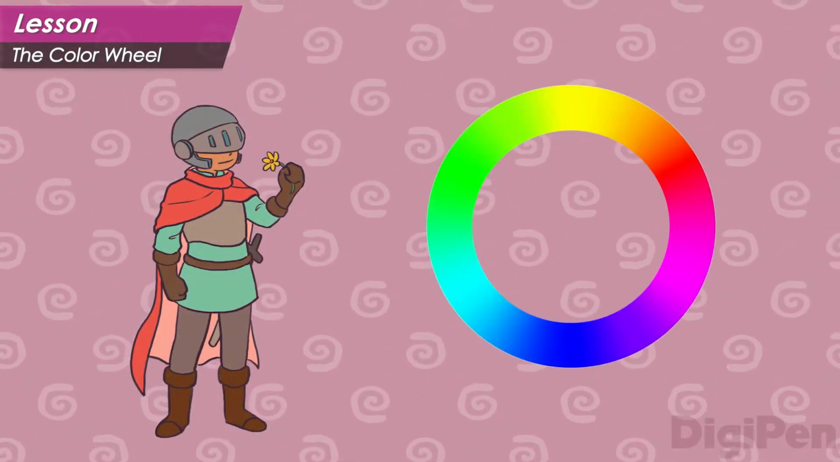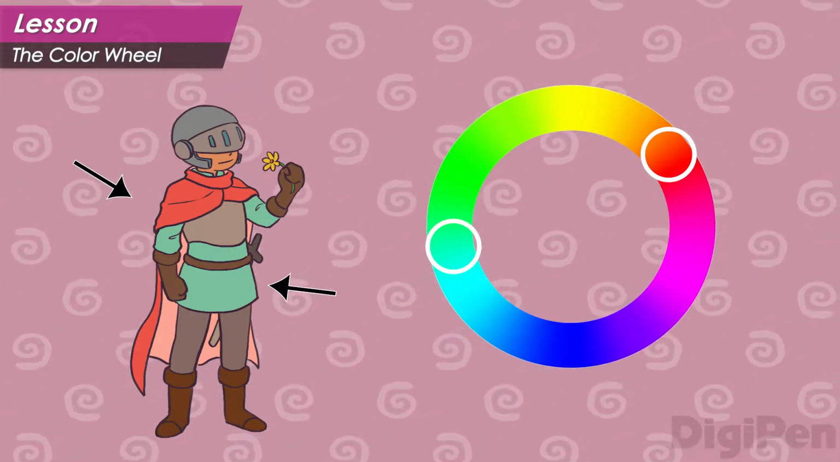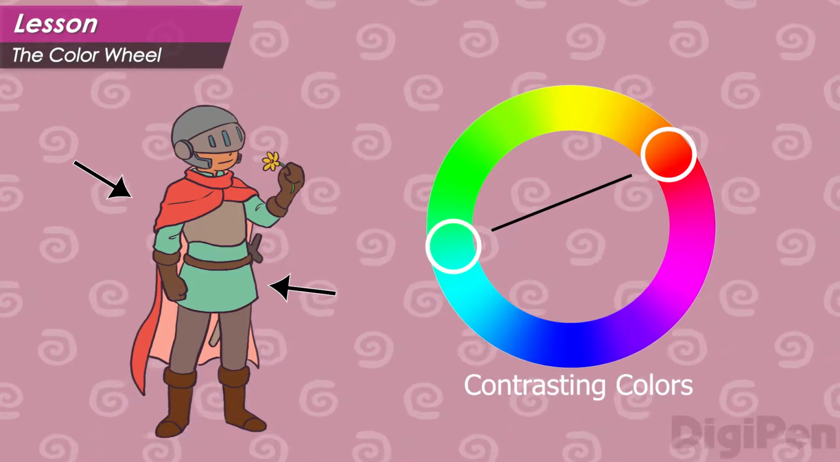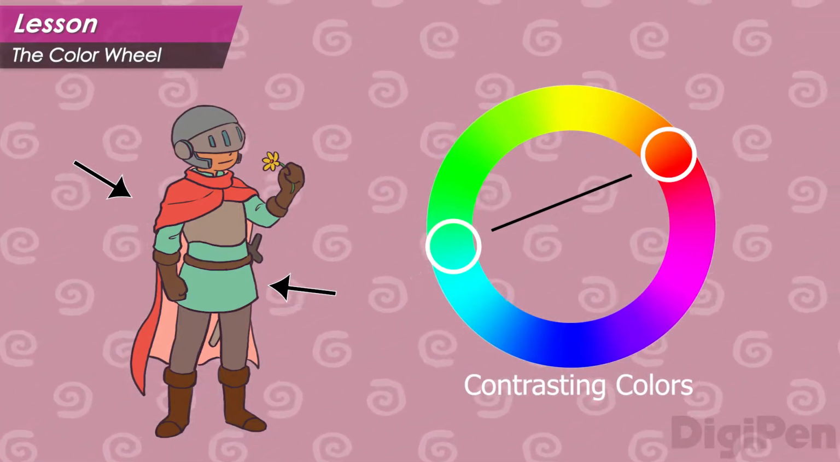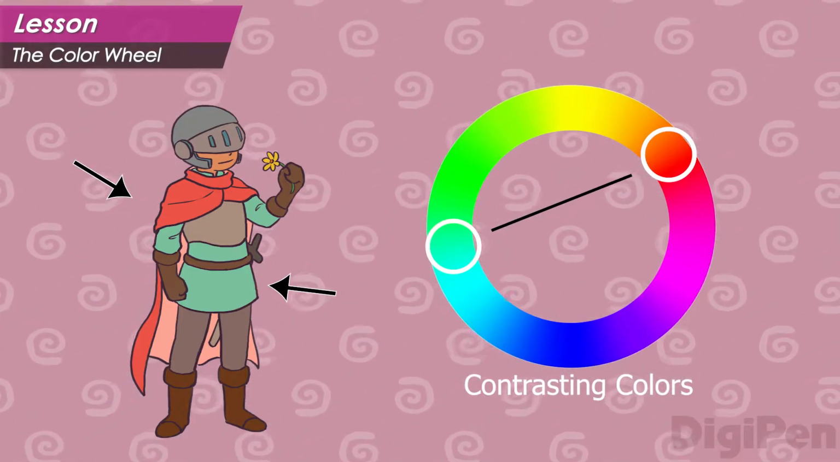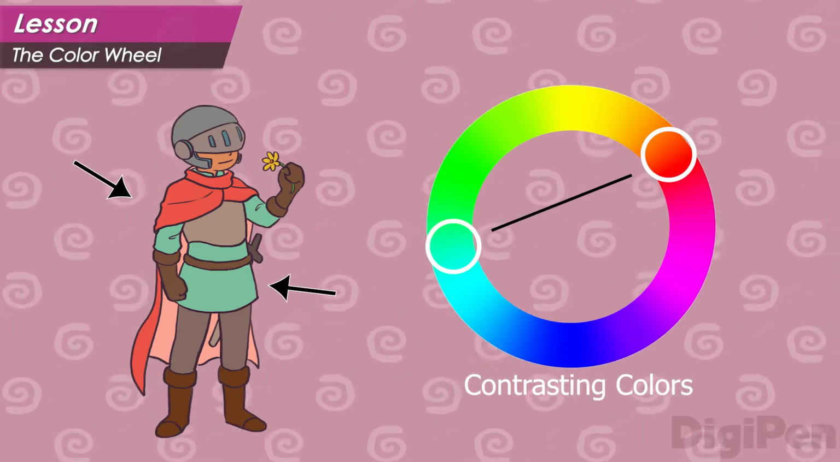When an artist wants somebody to stand out, they'll often design the character using colors that are far apart on the color wheel. Colors that are very different like this are said to be in contrast. Using highly contrasting colors like these can make a character more visible and memorable.